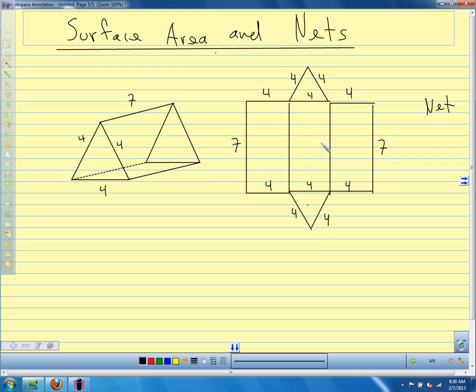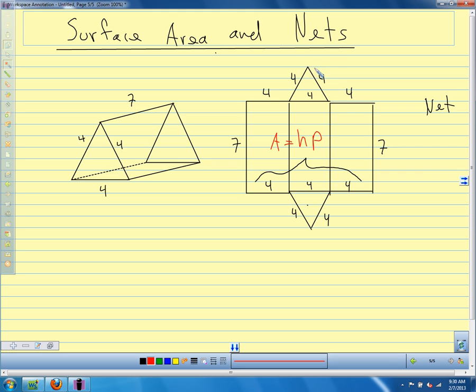Well, now in order to find the surface area, all I have to do is find the area of each of these flat pieces. Well, this whole side of this big rectangle is 4 plus 4 plus 4. Well, 4 plus 4 plus 4 is what part of this triangle? Someone said it? That's the perimeter of the triangle. 4 plus 4 plus 4 is the perimeter of the base. And the other side of this big rectangle is 7, which is the height of the prism. So the area of this big rectangle is the height times the perimeter.